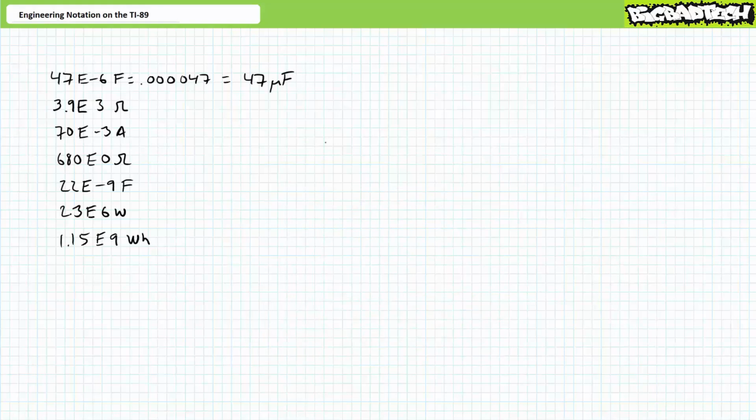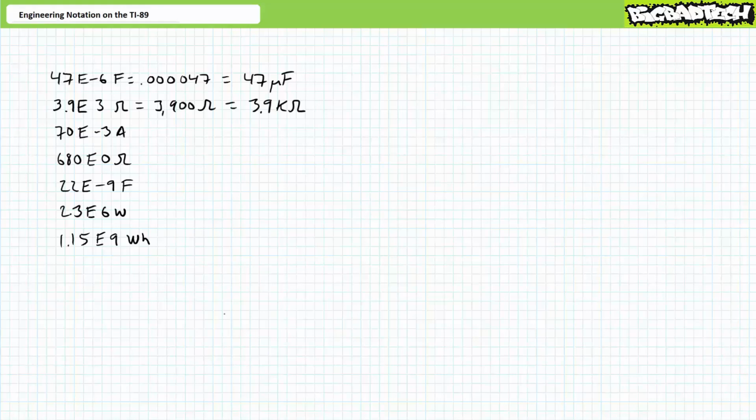47E negative 6 means take 47 and multiply by 10 raised to the negative 6, or 0.000001, which is 0.000047. If you're using engineering prefixes to represent this quantity, I could say this is 47 microfarads.